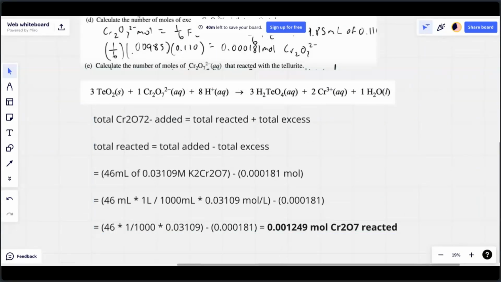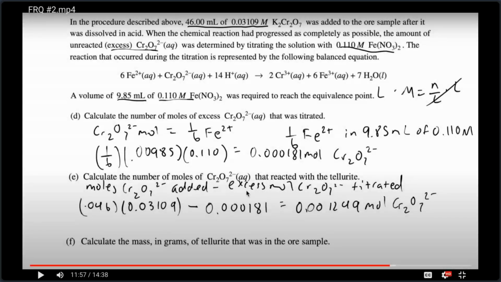So there we go. Let's move on to the next part, which asks us to find the mass of tellurite that was in the ore sample. And I just realized I have to share my screen again. Uh-oh. There we go. Should be up now. So I'll give you guys 2 minutes to work on this problem.